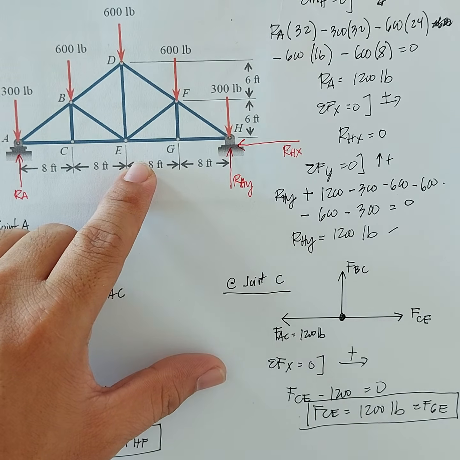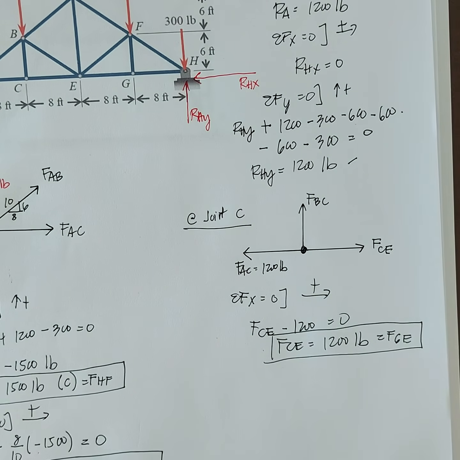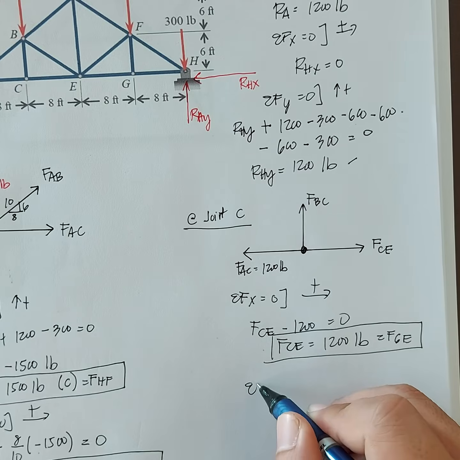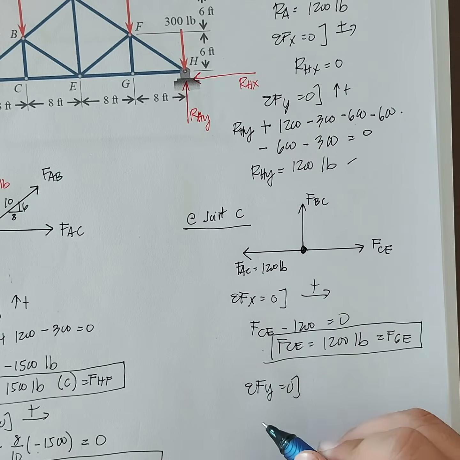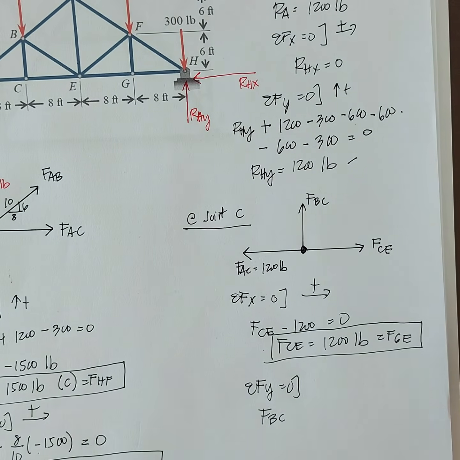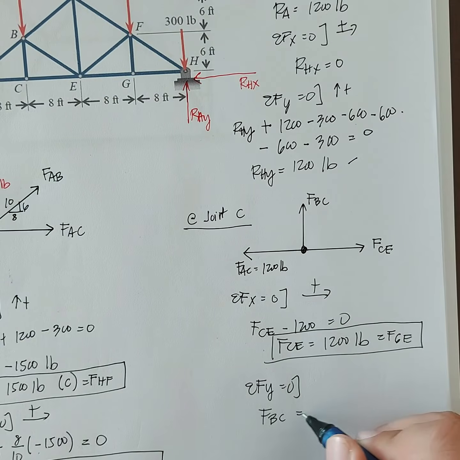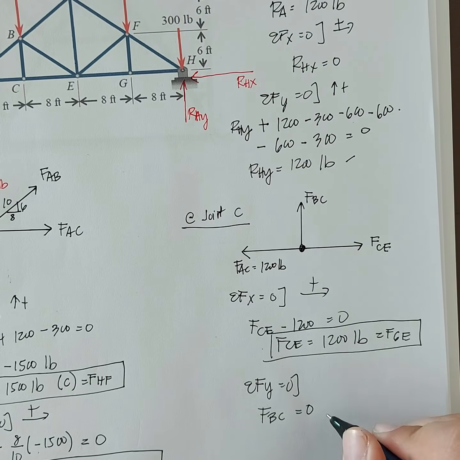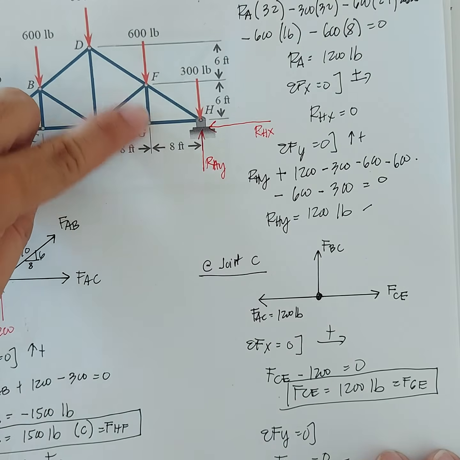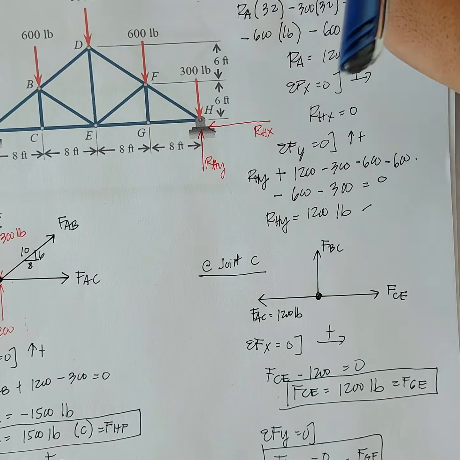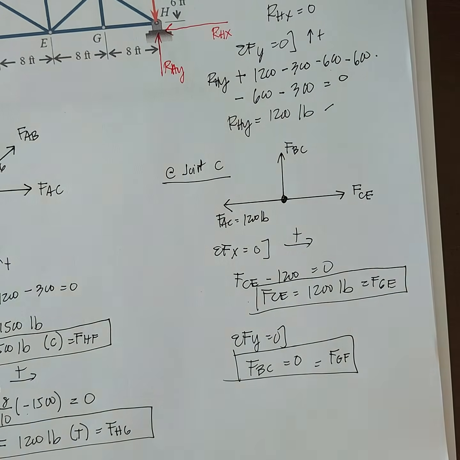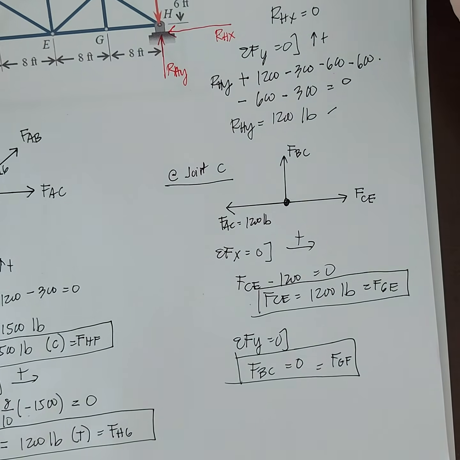Ayan. Okay, next. Summation of forces along y-axis is equal to 0. So, we have FBC. Wala naman ng ibang forces along Y. So, obviously, FBC is equal to 0, which means that FGF is also equal to 0. Okay? So, equal din yan sa 0. Okay. So, ano pa ba yung nasa-solve? Okay na. Anong next joint natin?